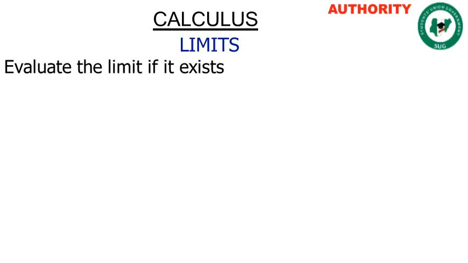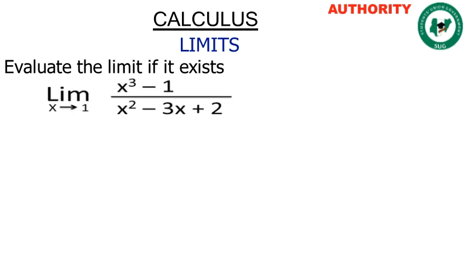Let's see another example. We have: evaluate the limit if it exists. The limit as x approaches 1 of (x cubed minus 1) all over (x squared minus 3x plus 2). Okay? This is what we are asked to solve. Let's try and insert 1 wherever we see x. Let's see what we are going to have. So if you do so, we are going to have 0 all over 0. So we want to solve this so that we will not have 0 all over 0.